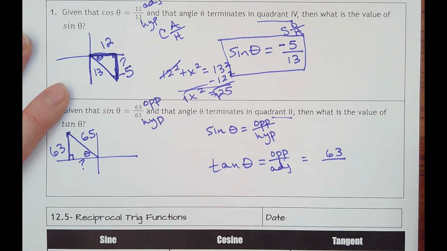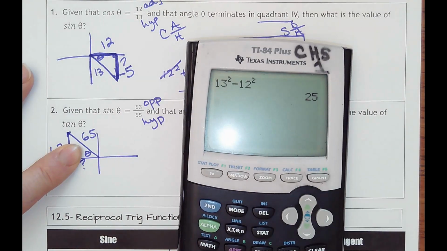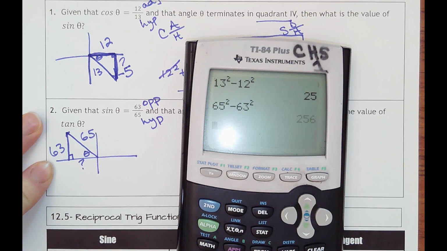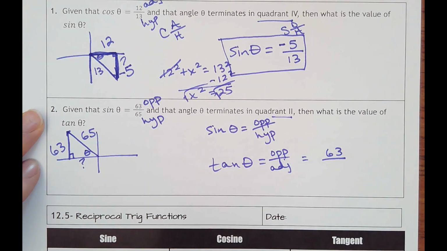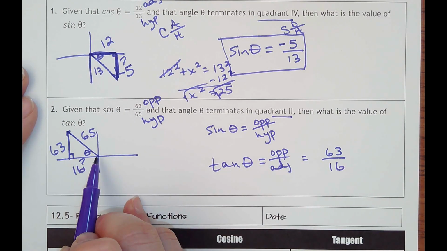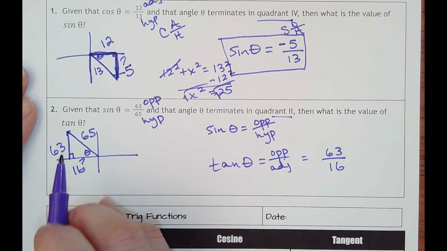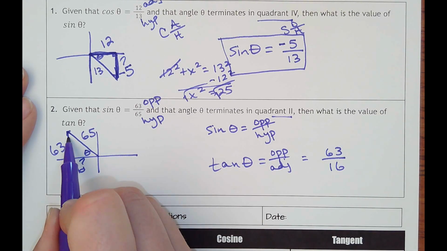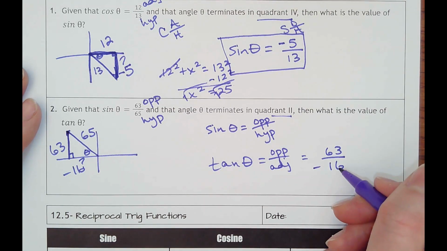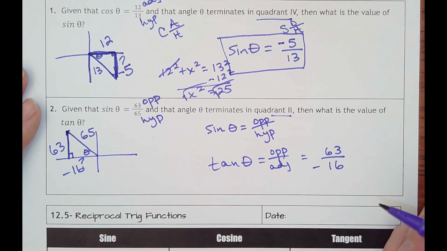So to simplify this, surely we can do this faster. It's 65 squared minus 63 squared, and square root that, 16. But again, think about where we're at on the coordinate plane. This would be a negative x value, whereas this is a positive y value. So this would make negative 63 over 16. Really, I would float the negative up, but it doesn't matter where you put it.